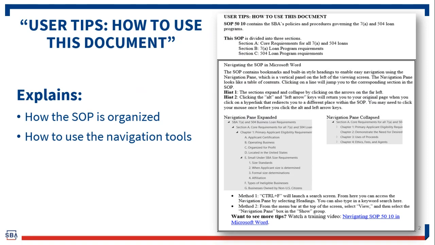At the beginning of the SOP is the How to Use this document page. It is the first page in the SOP immediately after the table of contents and contains the highlights of the slide deck. It's an easy reference that's always available.